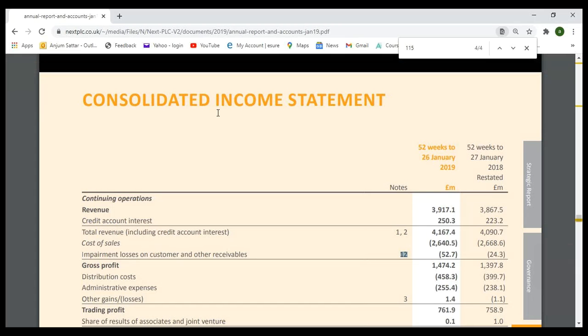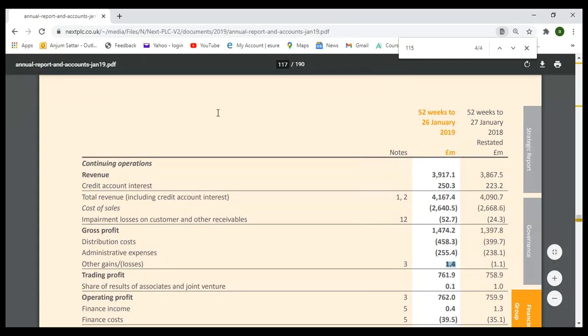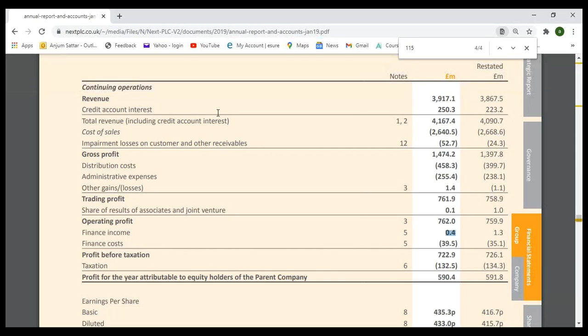Okay. Then we have sales minus cost of sales, we'll get the gross profit. Then we have other expenses, which we call overheads, distribution, admin. Either we have a gain or loss of various other incomes. Then we have operating profit. And then we have finance cost. Finance cost means our interest, how much interest we paid. Sorry, 39 million we paid in interest.